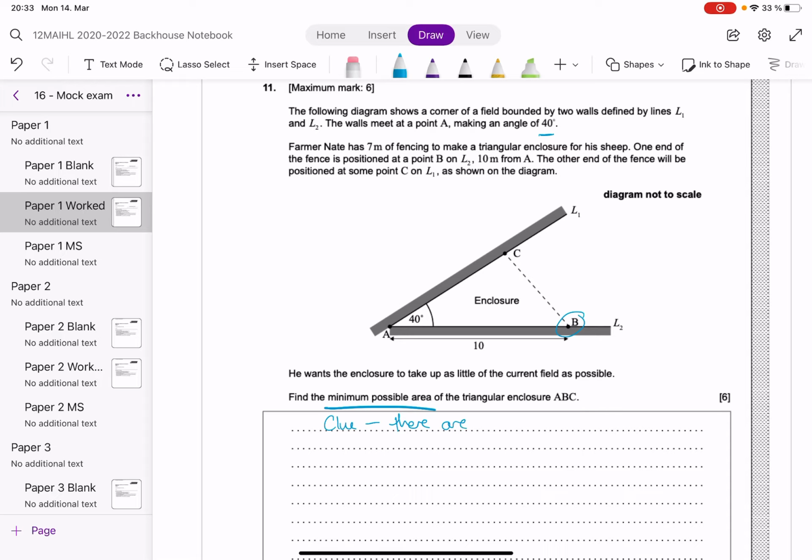There are at least 2 different sized triangles. And if there's 2 different sized triangles, we should be thinking about the ambiguous case.